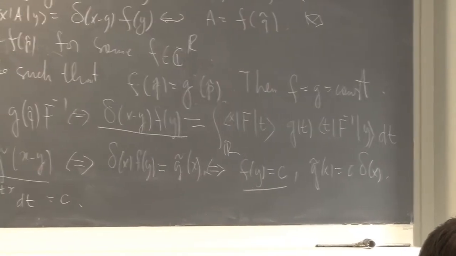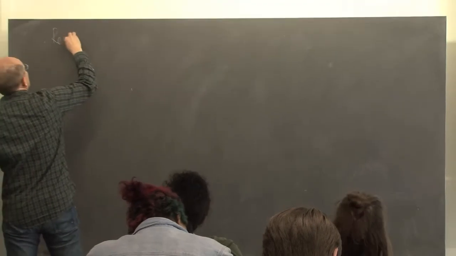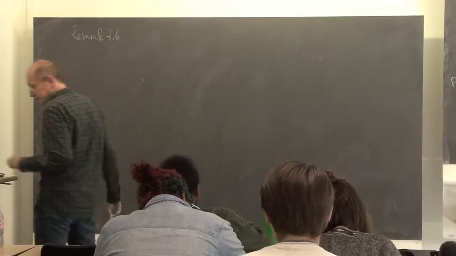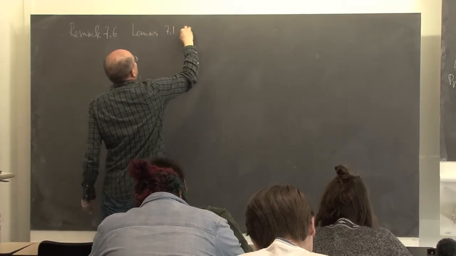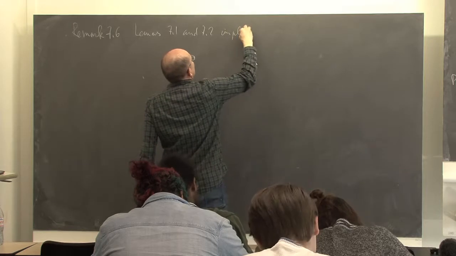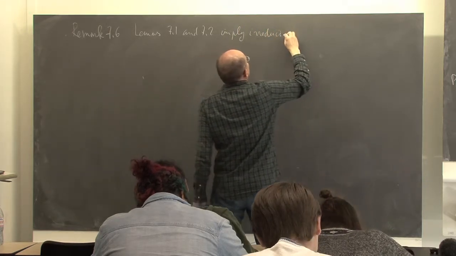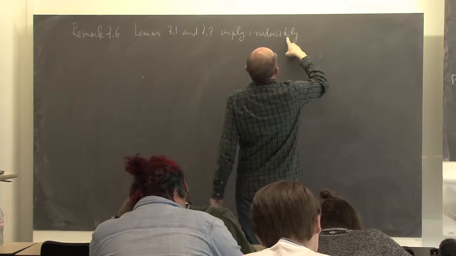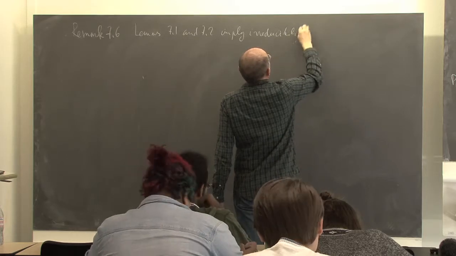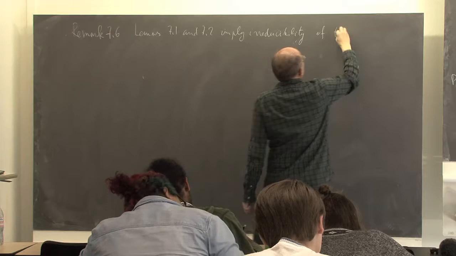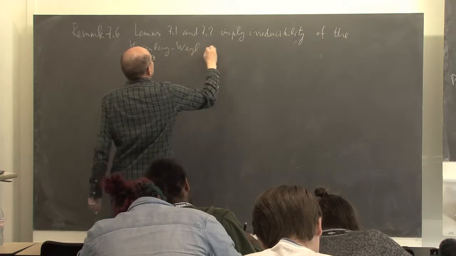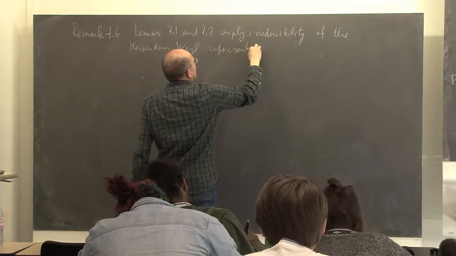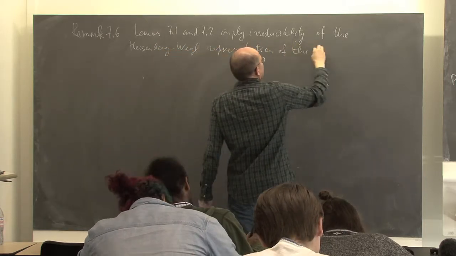So we put as a remark that these things we did already indirectly in 7.6. So Lemmas 1 and 2 imply irreducibility of the Heisenberg-Weil representation of the Heisenberg group.